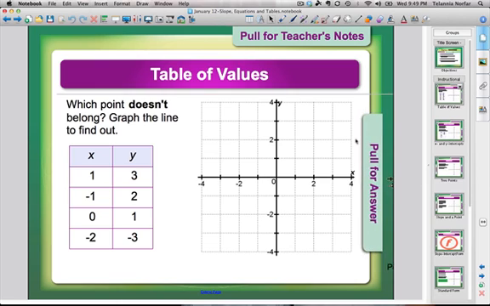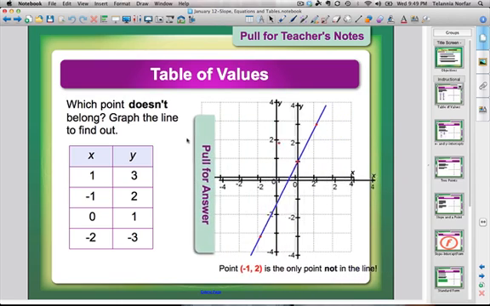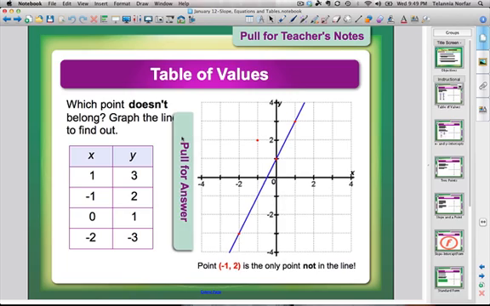Okay, let's see what the answer is. You got it. -1, 2 was not a point on the line. Let's do another one.